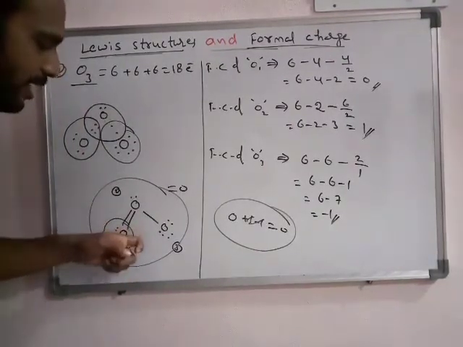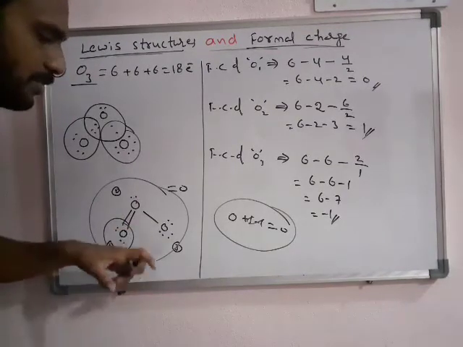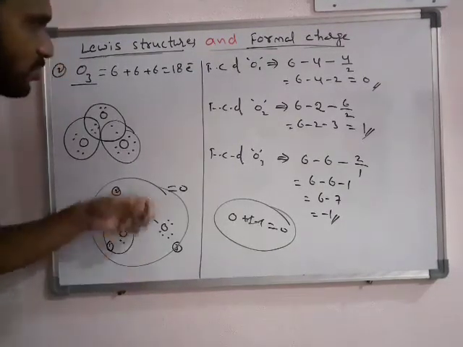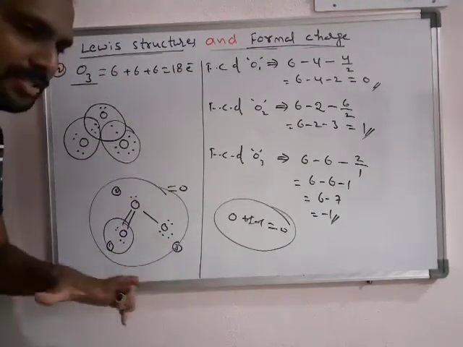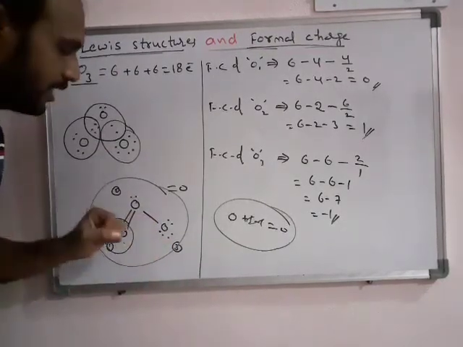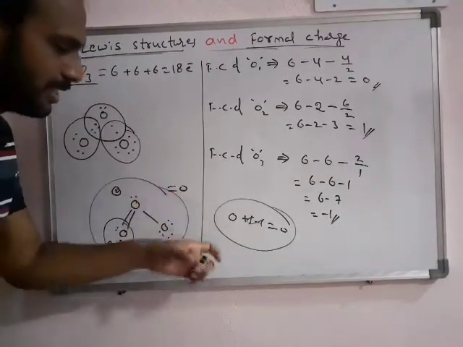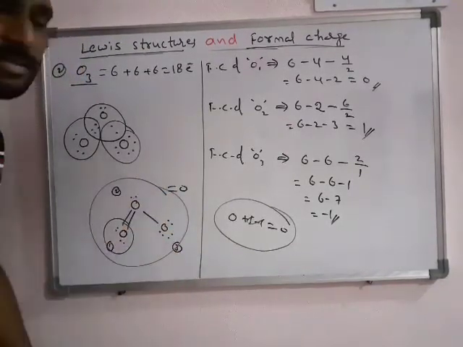Okay, but see, for the O3 molecule there is a possibility of another structure which also satisfies these 18 electrons. But among the different structures, which is the perfect structure? The structure which has the least formal charge will be treated as the best structure for it.